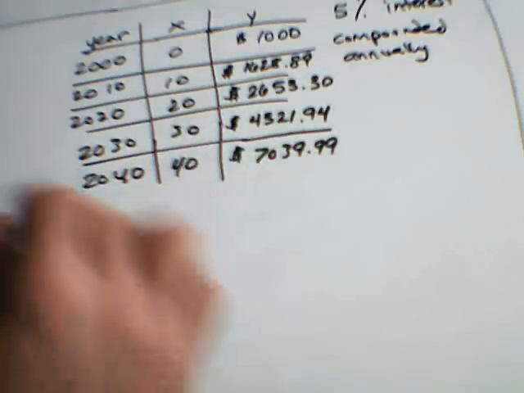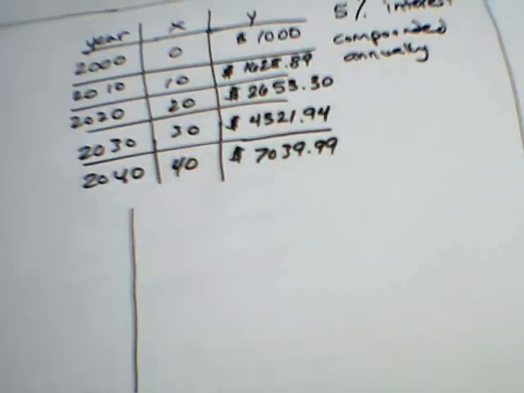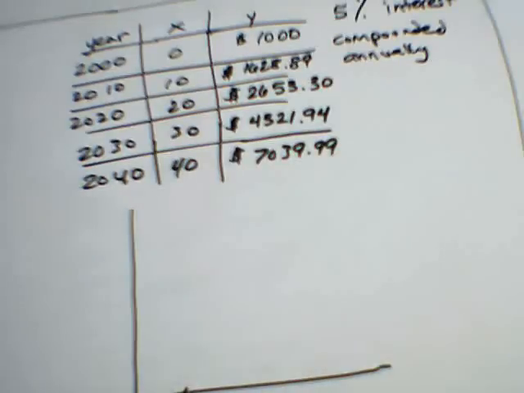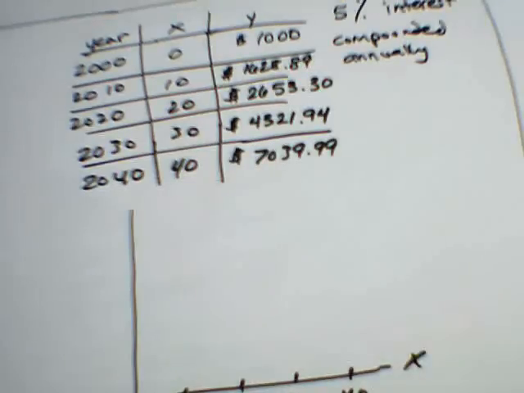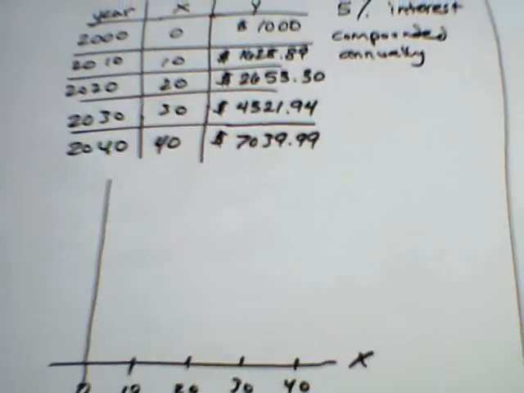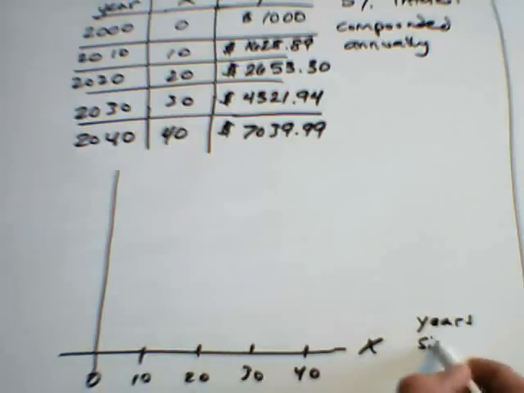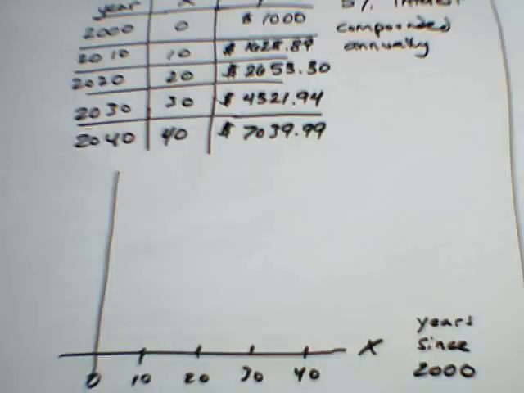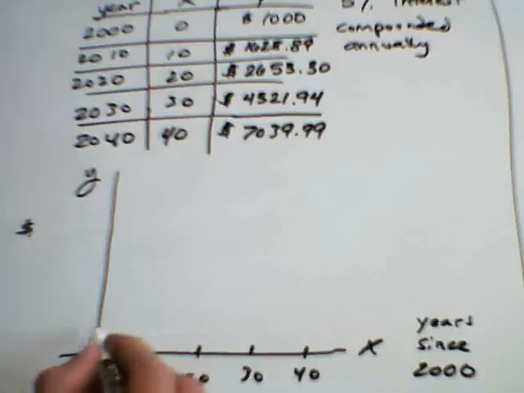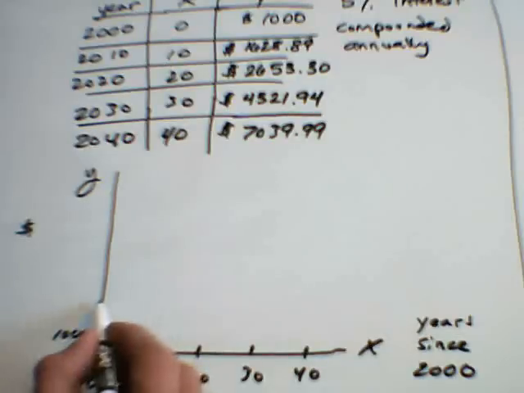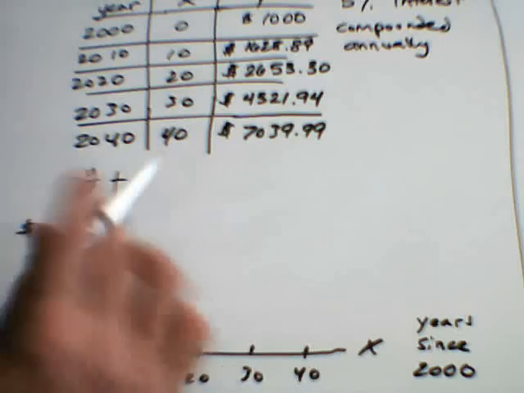Okay, now let's graph this data, plot a graph. With x here at 0, 10, 20, 30, and 40, representing the number of years since 2000. Okay, on the y-axis, we'll have the dollar amount, and we'll go up in increments of 1,000. So let's say it's 1,000, 2,000, 3, 4, 5, 6, 7.